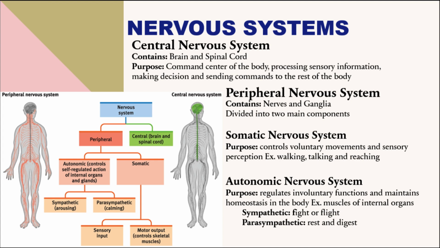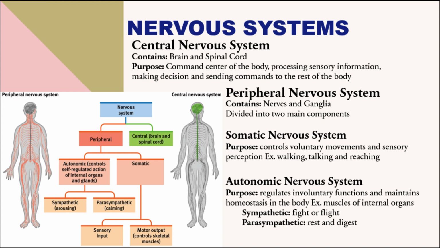Sensory neurons in the somatic nervous system transmit information about touch, pain, temperature, and other sensations to the central nervous system for processing. The autonomic nervous system regulates involuntary functions and maintains homeostasis in the body. It is further divided into the sympathetic and parasympathetic divisions, which often have opposing effects on various bodily functions.